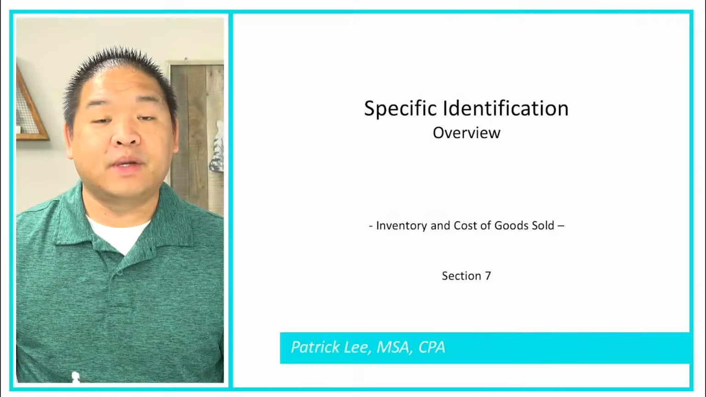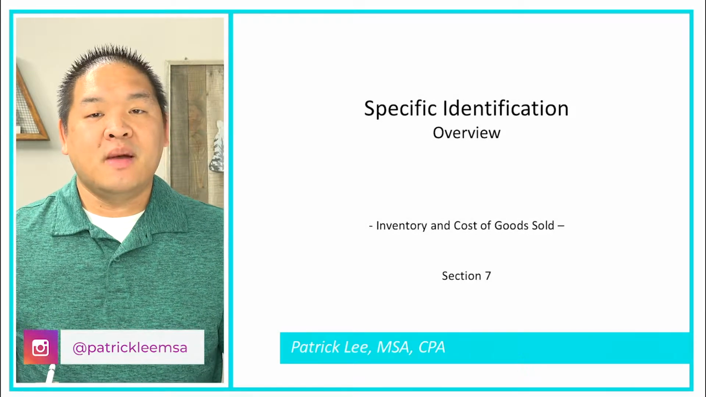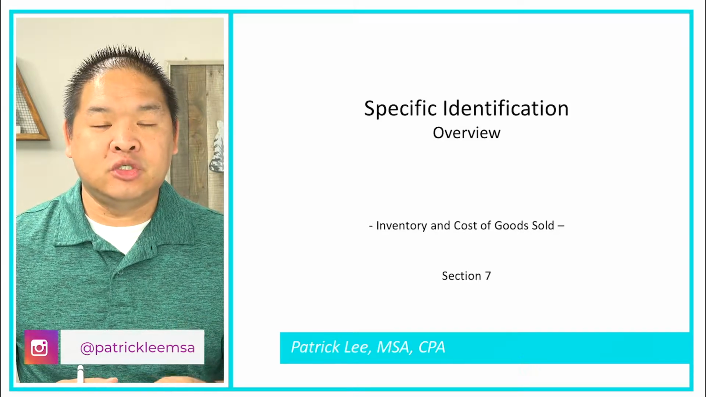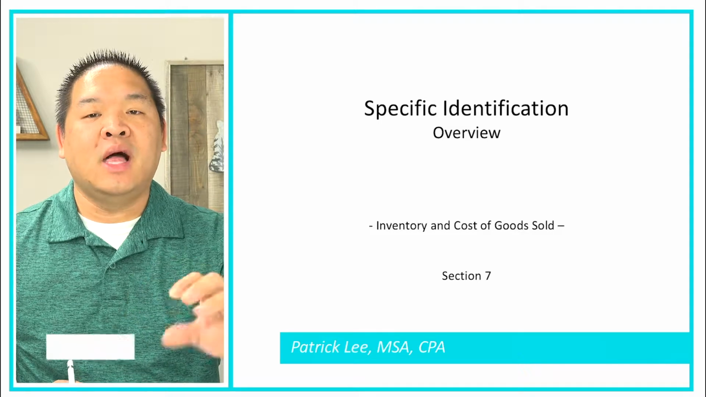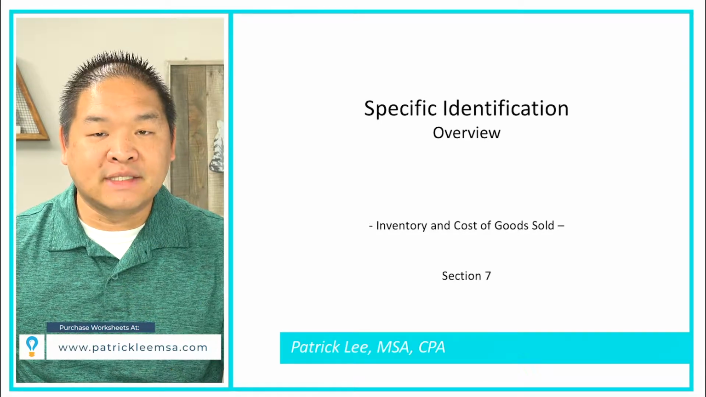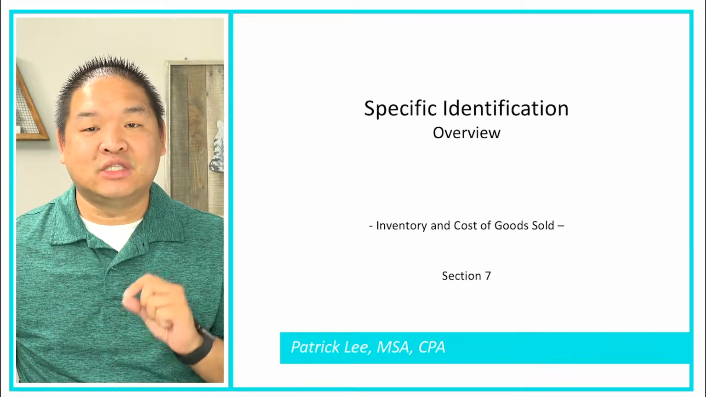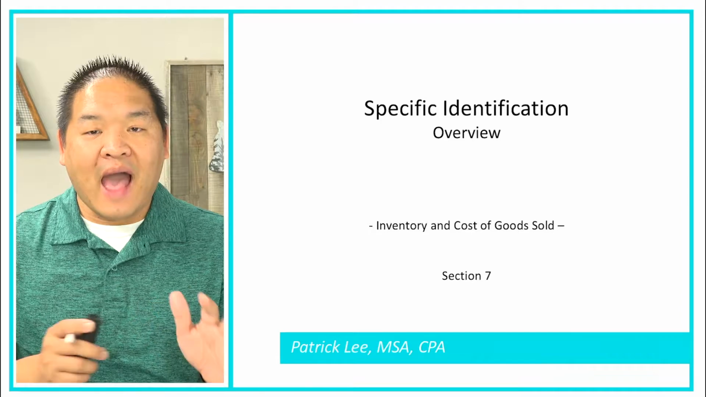All right, in this lesson, we're going to be looking at the specific identification. This is probably the easiest one, but it can be a little complex because you do have to keep track of the cost to each individual item. And that's what might be the hardest part of utilizing a specific ID. So let's talk a little bit about what it is and show you a little bit about how we actually use specific ID.